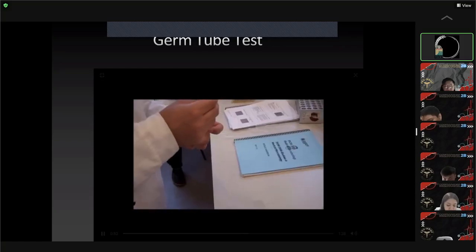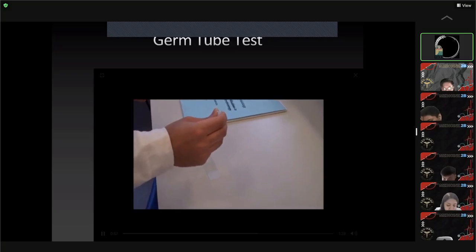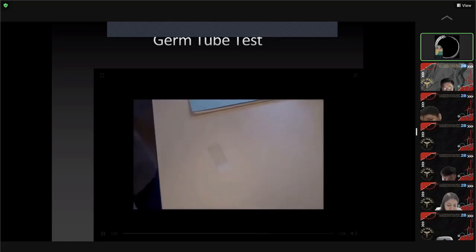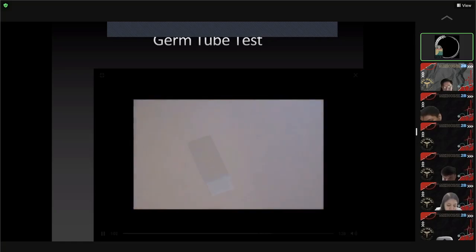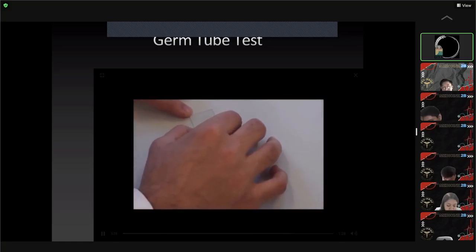After incubation time, a drop of the suspension is placed onto a clean microscope slide. The clean cover glass is placed over the suspension. The slide can be examined under the microscope.